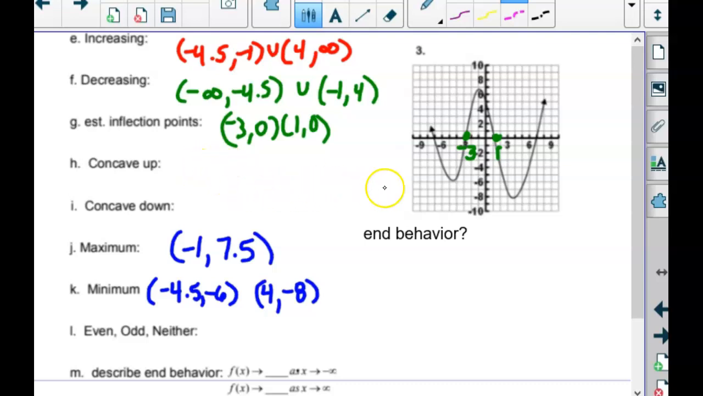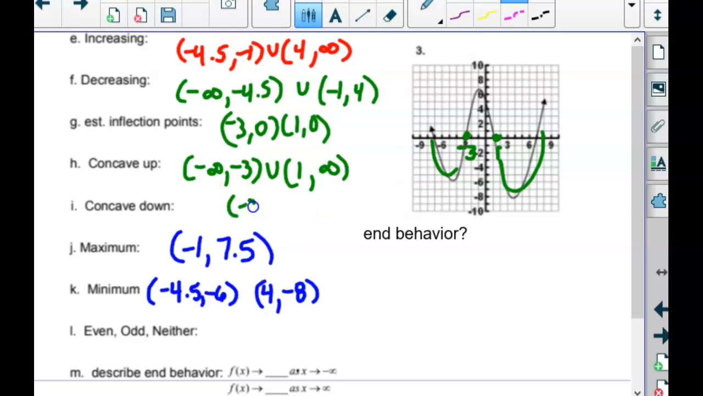So concave up, where? To the left of that and to the right of that. So from -infinity to -3, and again from 1 to the right. And then the piece in between was concave down. We said neither. Both ends are doing what? Up. So both of the y's should be +infinity here.